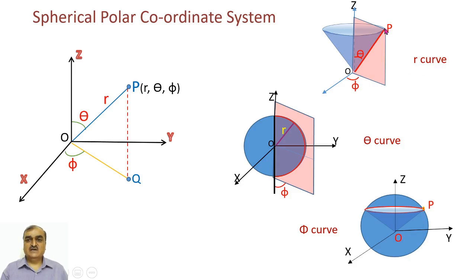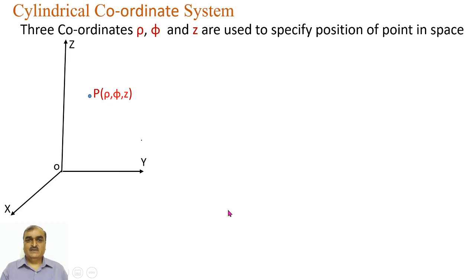The intersection of the theta surface and phi surface is the r curve. This line OP is the r curve. The intersection of the r surface and phi surface is the theta curve. This red half circle is the theta curve. The intersection of the r surface and theta surface is the phi curve. This red circle is the phi curve. This we have seen in the second lecture.